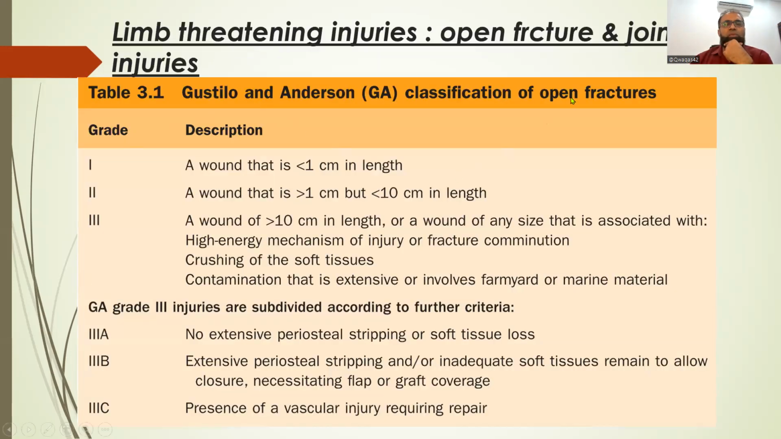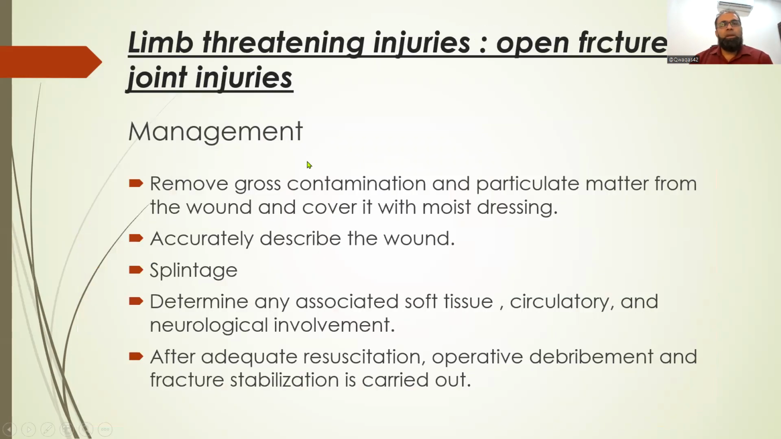So this is a classification of open fractures. So you have already read it. There are three types based on the size of the wound, contamination, and fracture pattern. Now how to manage the open fracture? You have to remove the gross contamination, you have to describe the wound. If there's a fracture, you will splint it, and you will determine if there is any associated vascular injury. If there is an injury, you will consult the surgeon or the orthopedic surgeon, and it should be dealt with.